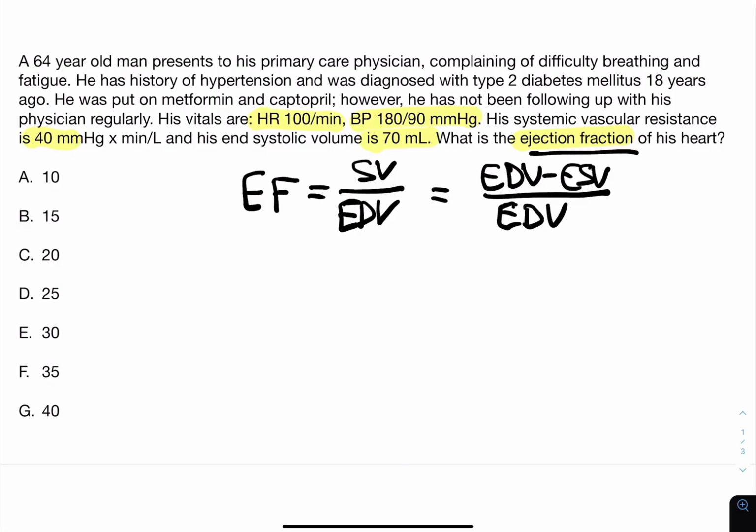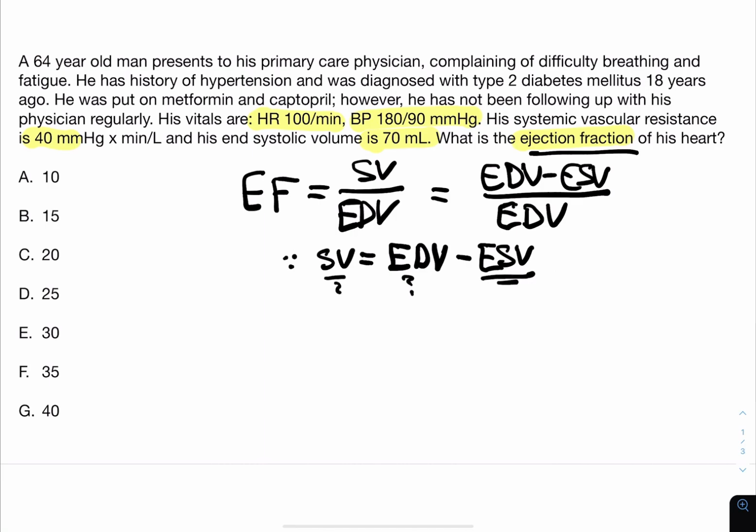This is because the stroke volume is equal to the difference between the blood volume you have at the end of diastole and the blood volume you have at the end of systole or contraction. So this represents the volume of blood that's ejected out of the left ventricle into the aorta. So the only value we have that's given is the end systolic volume, and this means we're going to have 2 unknown variables. So we can't solve using this formula.